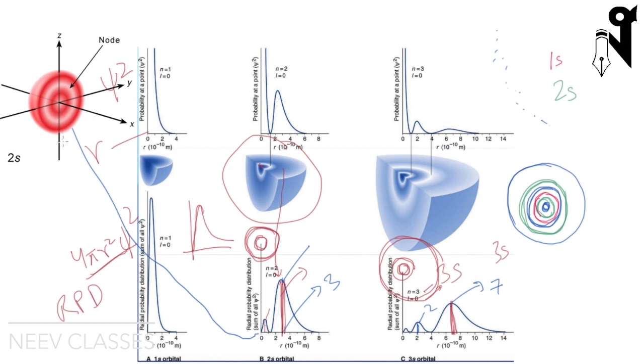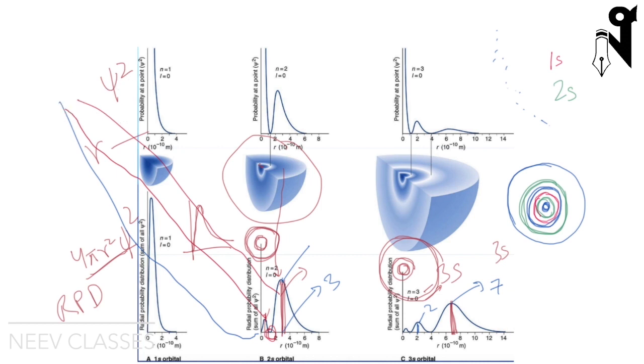Then what you see is this small hump. That small hump is the next one inside, and the big hump is the outer one. Between the small hump and the big hump there is another white region where there is no probability, so I hope you are getting it.